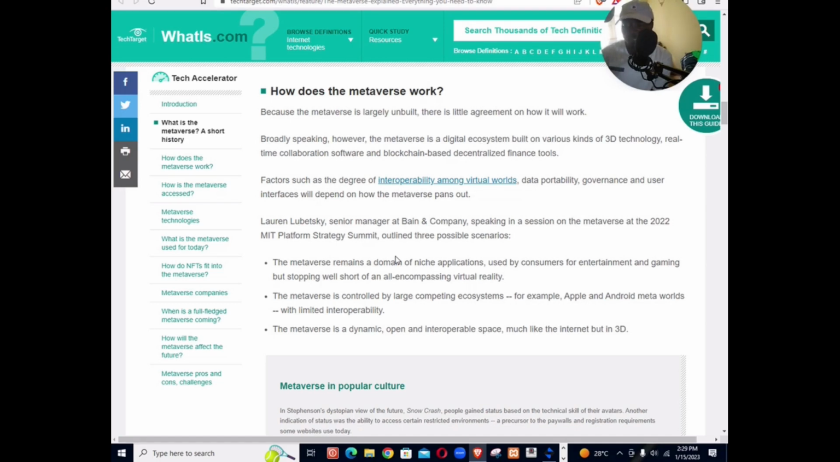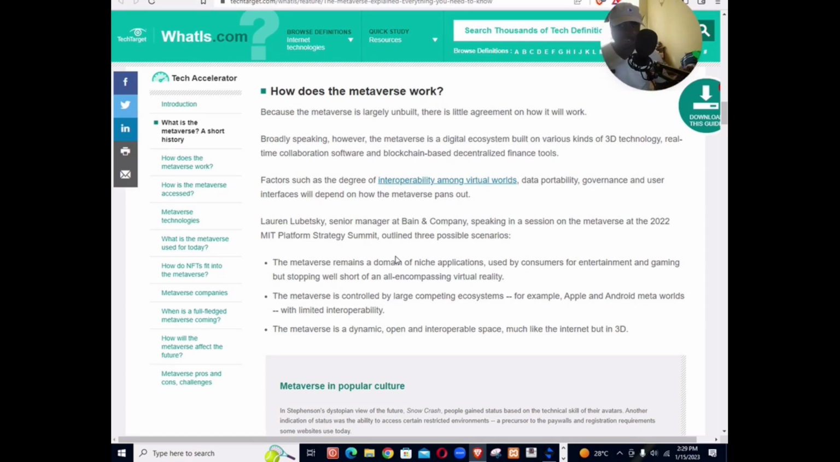But as it is today, metaverse consists of several things, and some of the factors that are going to influence how it works, apart from technologies like 3D technologies, blockchain, financial systems, and the virtual reality components of metaverse, are also factors like interoperability, data portability, governance, and user interface.